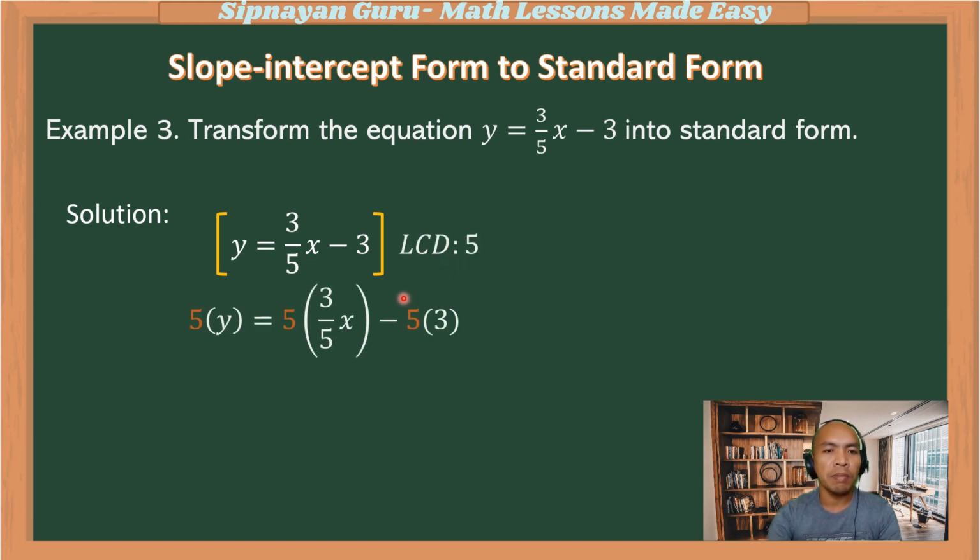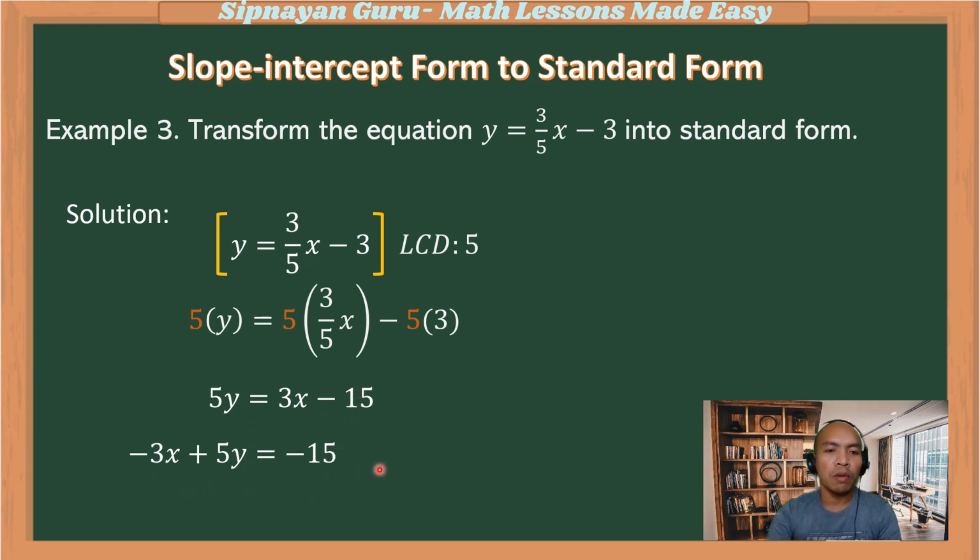Multiply each term by the LCD, so 5 times y is equal to 3 over 5x times 5, then minus 5 times 3. Simplifying, 5y equals 3 over 5x times 5, the 5 will be cancelled out, so what is left is 3x, and 5 times 3 is 15, so negative 15. Rewriting the equation, transpose 3x to the other side, it will turn to negative 3x. We just copy 5y, then we just copy negative 15.